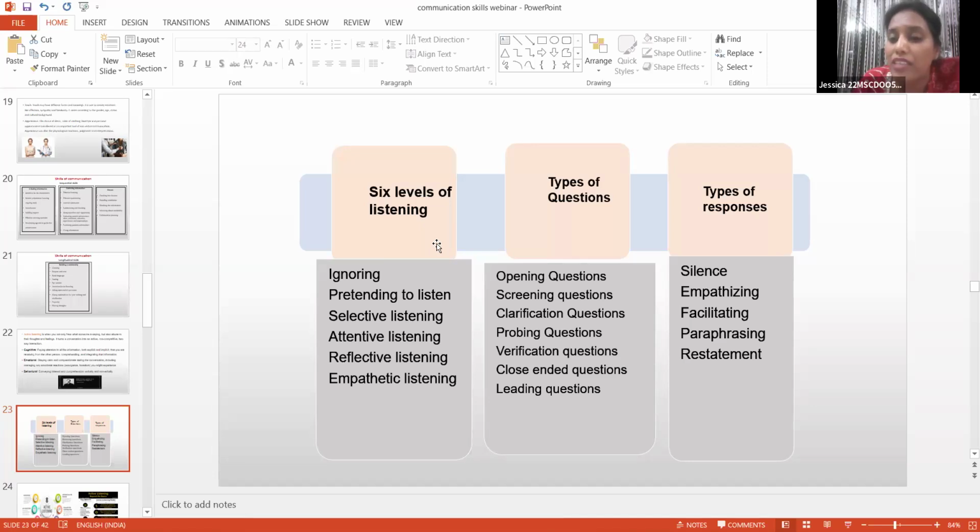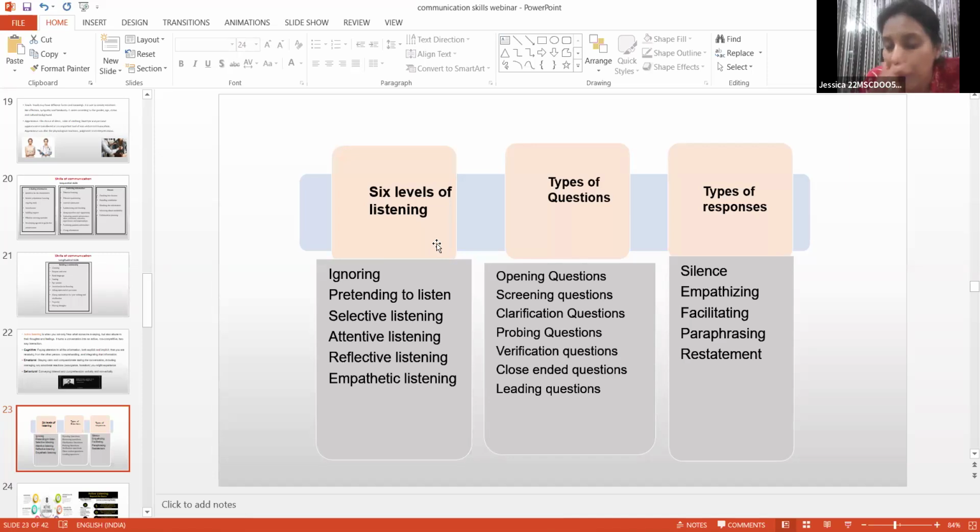Paraphrasing is a very important cue. If the patient says, doctor, I am not feeling good, you have to respond with a certain paraphrase. Oh, I know it is very cold outside, or I know it has been a tiring day for you. So paraphrasing is a very important part of verbal communication.